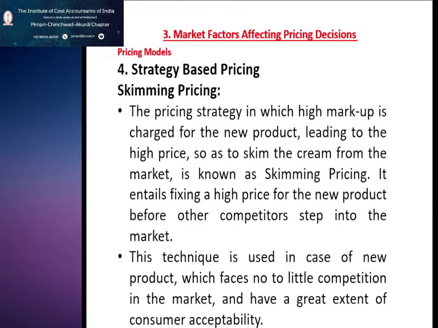Yeah, Ola Uber can be one wherein high pricing was used. The classic example of skimming pricing is the Apple phones. Apple as a product has always been high priced, and that's where the skimming pricing model is adopted by Apple, and that's why it entails fixing a higher price for the new product before other competitors step into the market. This technique is used in case of a new product which faces no to little competition. So there is no competition in that space where Apple products are being placed in the market. So Apple can be studied as a company adopting skimming pricing.